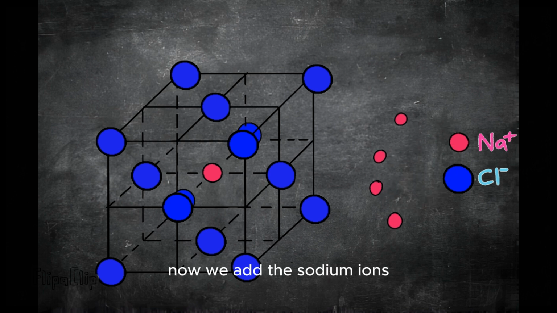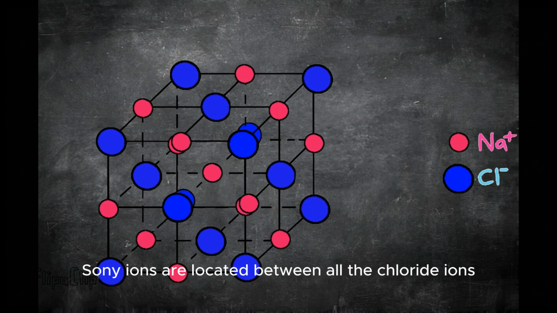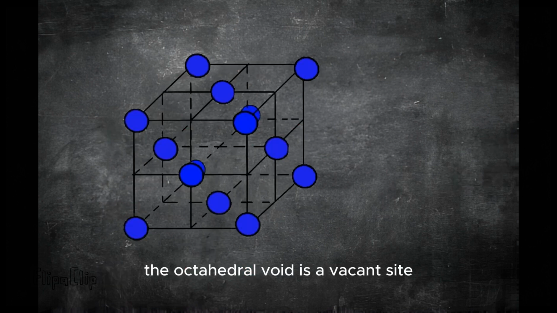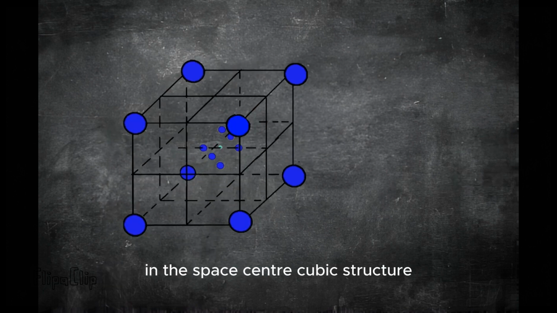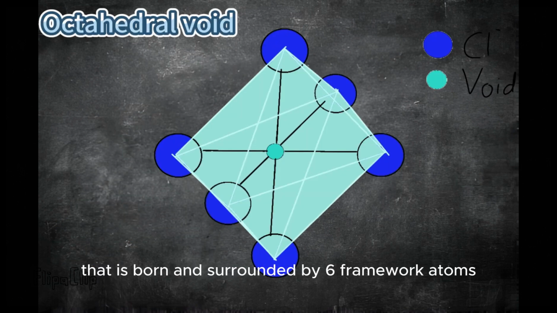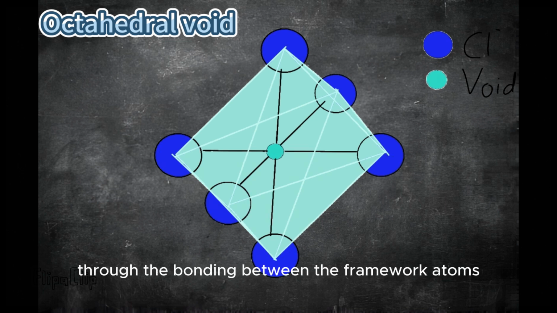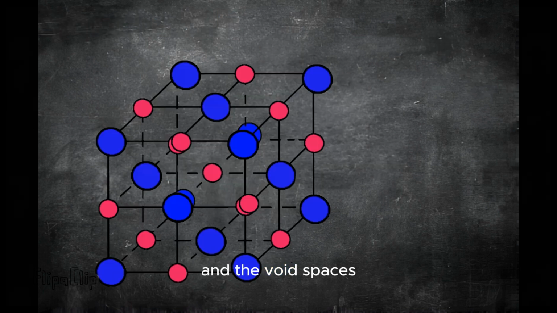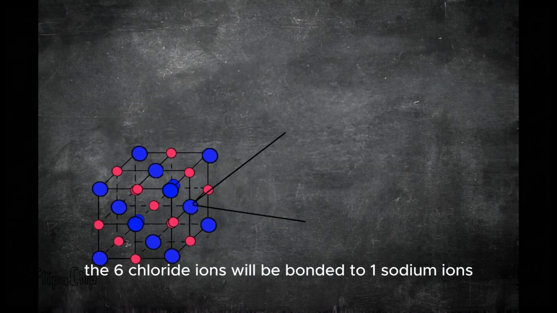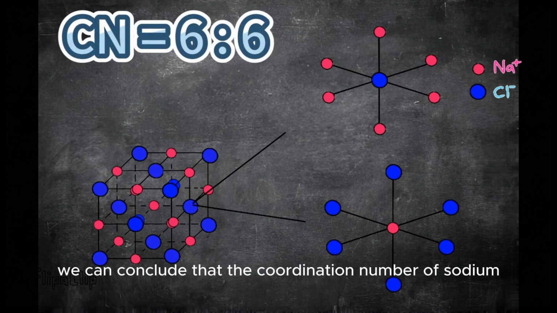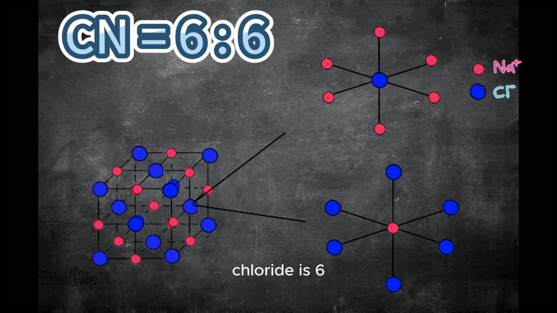Now we add the sodium ions. Sodium ions are located between all the chloride ions in the octahedral voids of the face-centered cubic structure. An octahedral void is a vacant site in the face-centered cubic structure that is bound and surrounded by 6 framework atoms. The octahedral shape can be observed through the bonding between the framework atoms and the void space. Hence, we can deduce the 6 chloride ions will be bound to 1 sodium ion. Additionally, 6 sodium ions will also be bound to 1 chloride ion. Therefore, we can conclude that the coordination number of sodium chloride is 6.